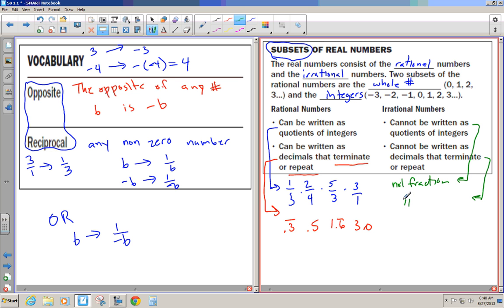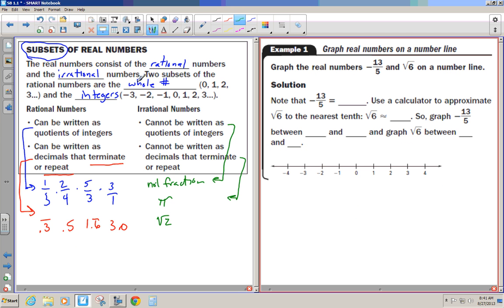So pi is an irrational number because it goes on forever, it does not terminate, and it doesn't repeat. The square root of 2 is an irrational number. It goes on forever, it doesn't repeat, it just doesn't. So these are irrational numbers. So we're going to graph real numbers on a number line.